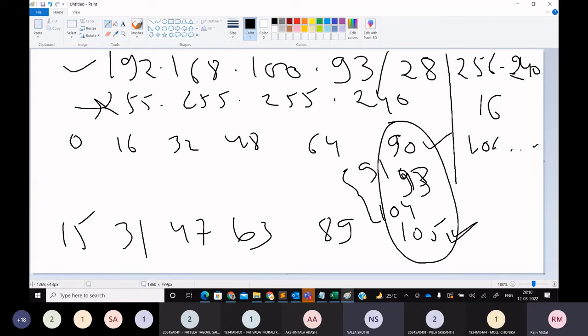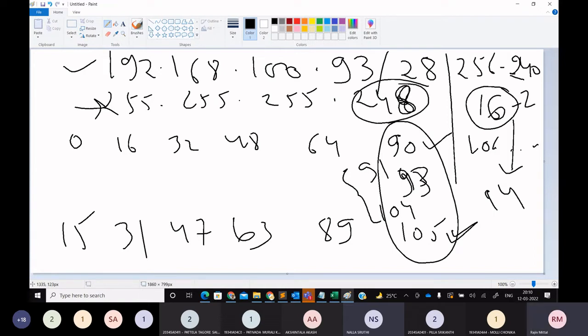How many IPs are there in total from 91 to 104? 14 IPs, right? And how will you find that out? See, you have 16 here. You always subtract 2 from this, and you get the number of hosts. For example, here 14. If it was 248, then 256 minus 248 will be 8, and the number of valid IPs in that subnet will be 6. You getting my point?